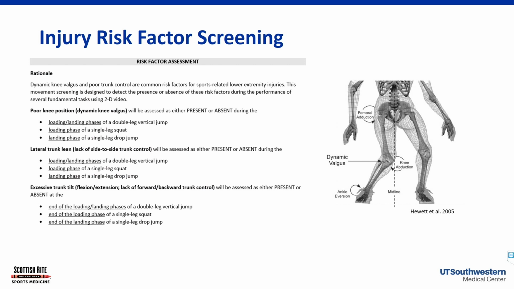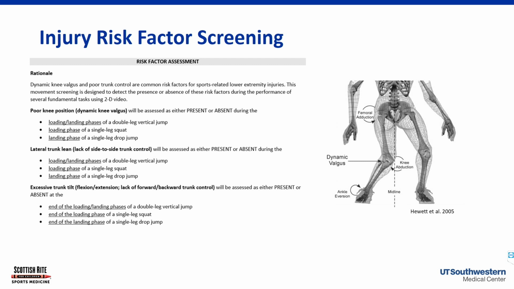So once we've got the video, what we do next is we take all that video data and we do an assessment. So as a group, we sat down and came up with our rationale for assessing the risk. One common risk factor is dynamic knee valgus. It's illustrated here in this picture. It's not just the medial displacement of the knee in the coronal plane. It's a combination of factors that's leading to knee injury.